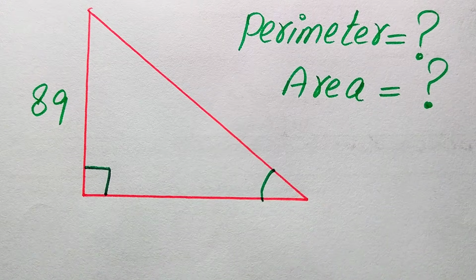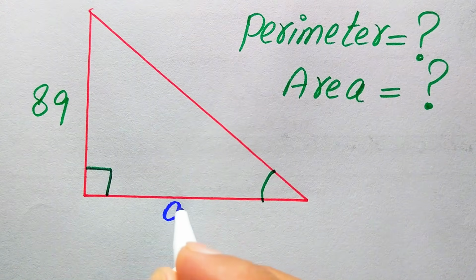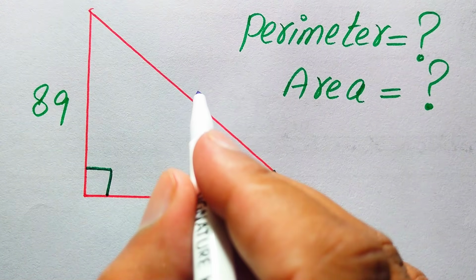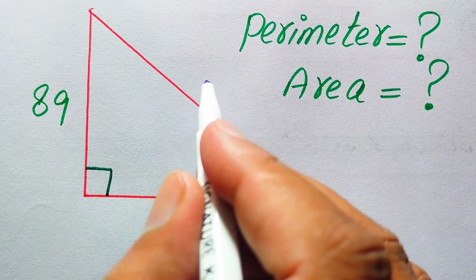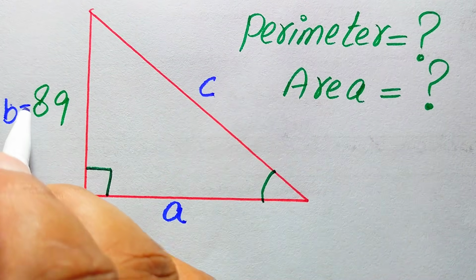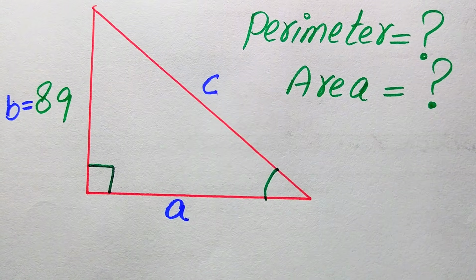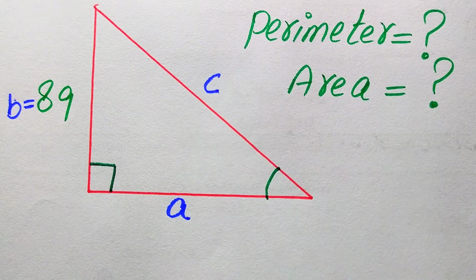And now first we state the length of this side is equal to small a, and we call the length of this side small c, and the length of this side is denoted by small b. So these are the three sides of the given triangle, and now we apply the Pythagoras theorem here.